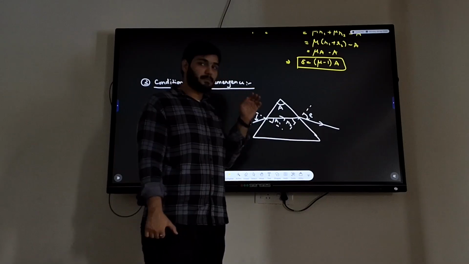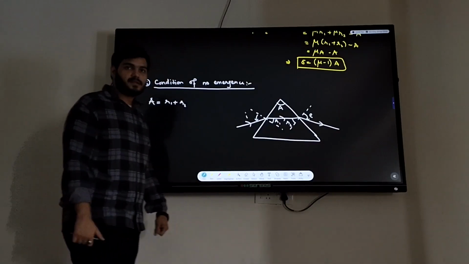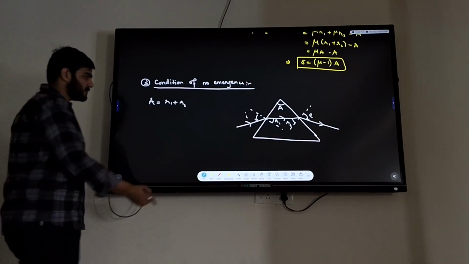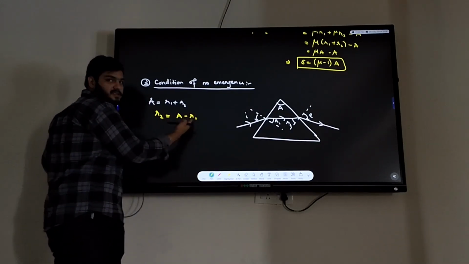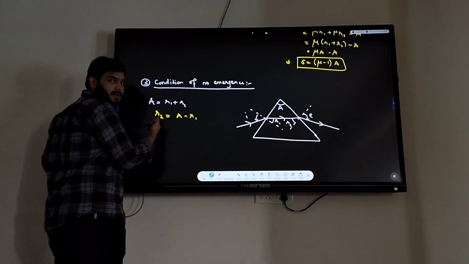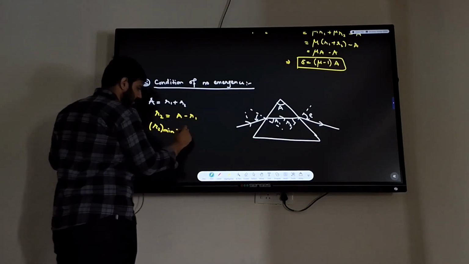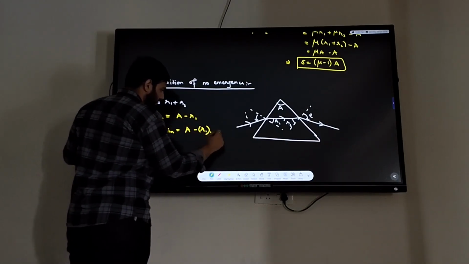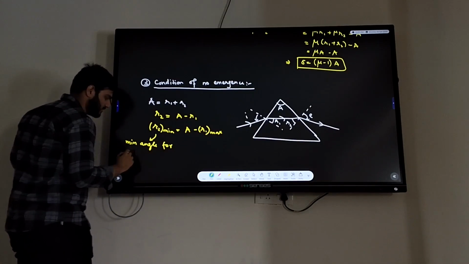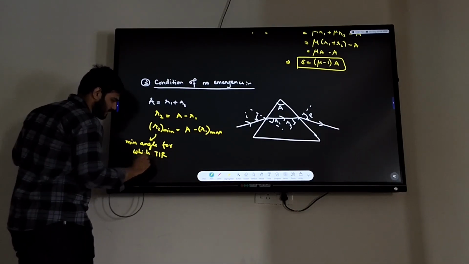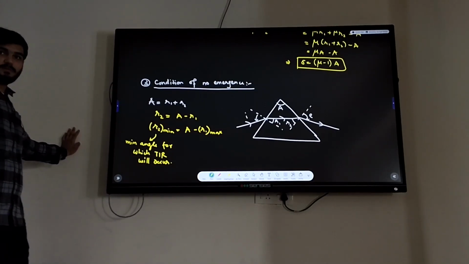So you have to find some minimum value of R2 for which the TIR will occur on this surface. So we will try to find that minimum value. By the way, what is the relation between R2 and R1? R2 is A minus R1. If R1 becomes maximum, then R2 will become minimum. So R2 min corresponds to A minus R1 max. And what is this R2 min? This is the minimum angle for which TIR will occur.